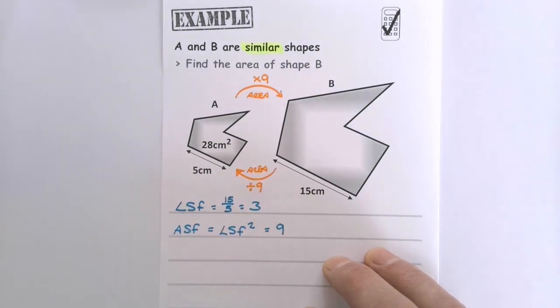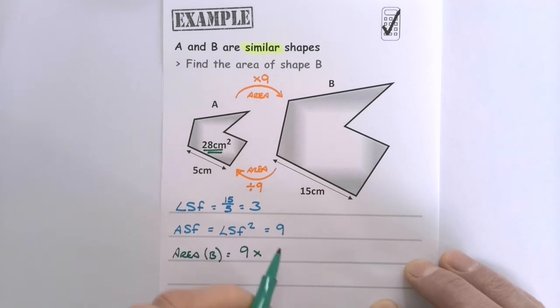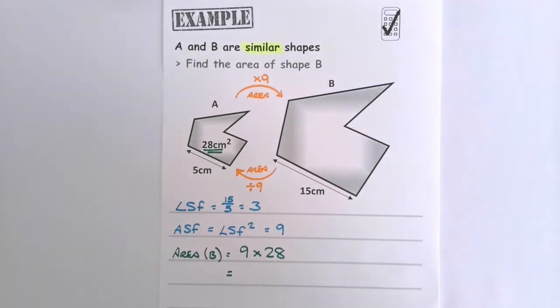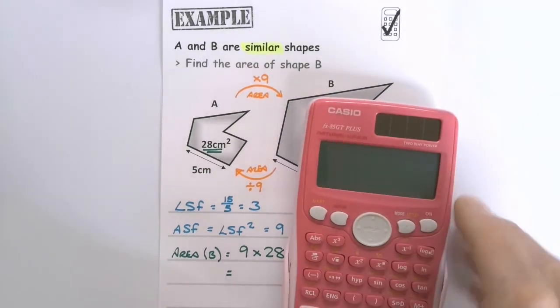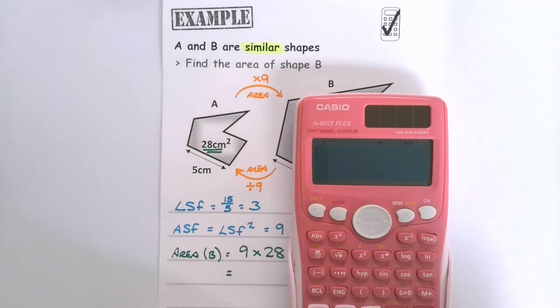So what we need to go away and do then with our calculators, because these are usually calculator problems, is we're given an area for the smaller shape. So the area for B is equal to the scale factor times the area that we've got. That can be done with our calculators, though obviously we can use a written method to do that. 9 times 28 is 252. So 252.